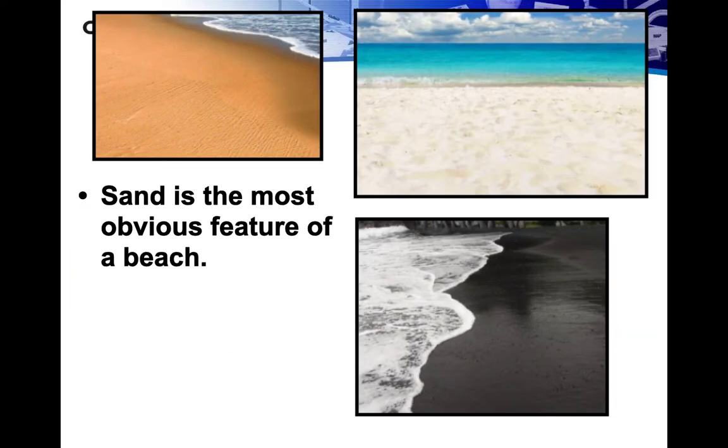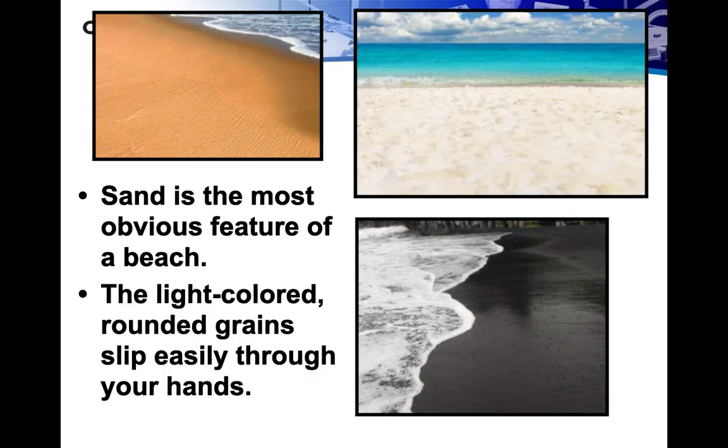Sand is obviously the most obvious feature of a beach. They're rounded grains, because we have thousands and thousands of years of heavy wave action taking those sediments, and essentially it's almost like nature's rock tumbler. If you've ever seen a rock tumbler before, you put rocks in there and a month later you get these nice smooth stones.